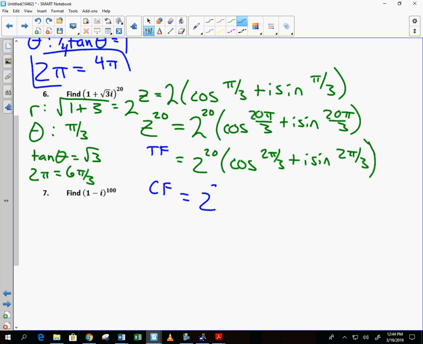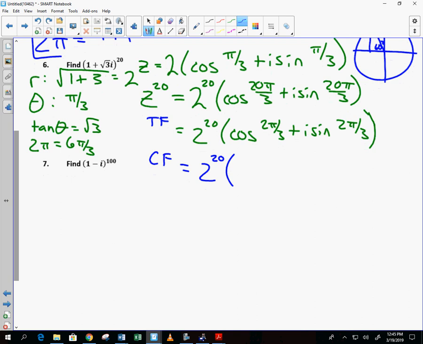And so I have 2 to the 20th times. I need the exact value for cosine of 2 pi over 3. Anybody know the terminal point for 2 pi over 3? 2 pi over 3 is 120 degrees, which leaves me a 60-degree angle right there. So what is this location? Negative 1/2, root of 3 over 2. Good. So you get negative 1/2 plus i root 3 over 2.